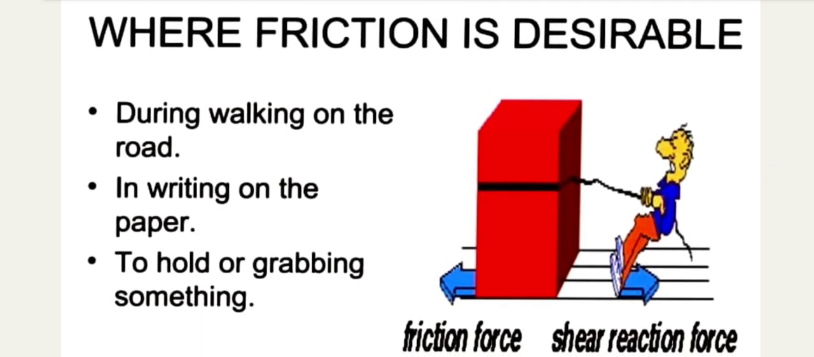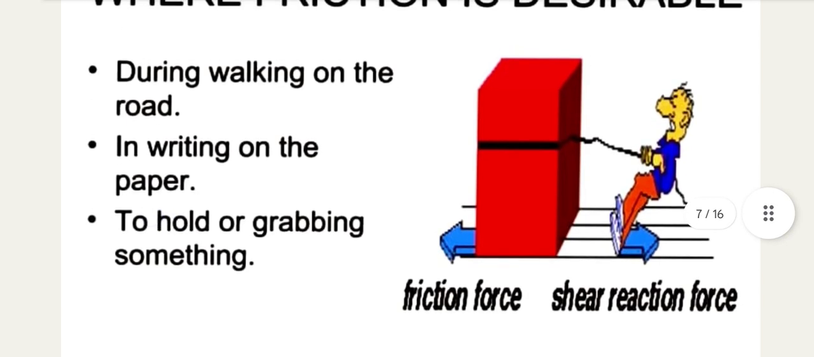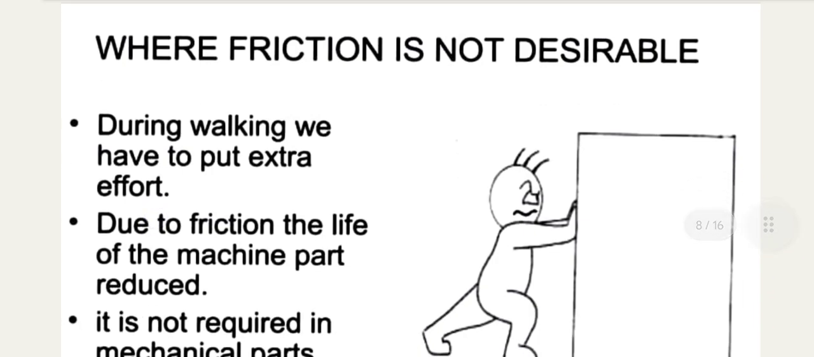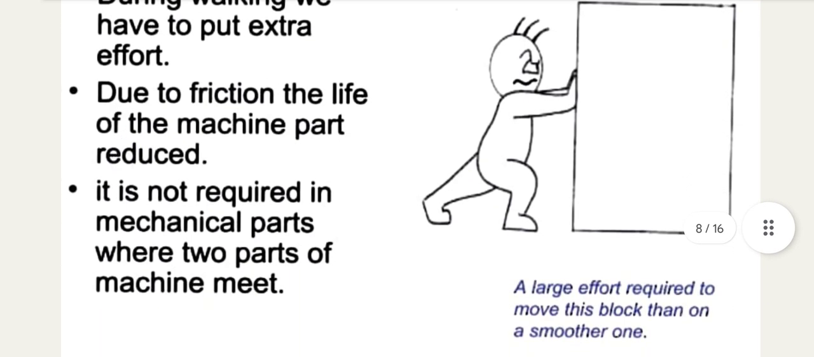Where friction is desirable: during walking on the road, writing on the paper, and to hold or grip something. That is the friction force and shearing reaction force diagram. Where friction is not desirable: during walking, we have to put in extra effort. Due to friction, the life of the machine part is reduced. It is not required in mechanical parts where two parts of the machine meet.